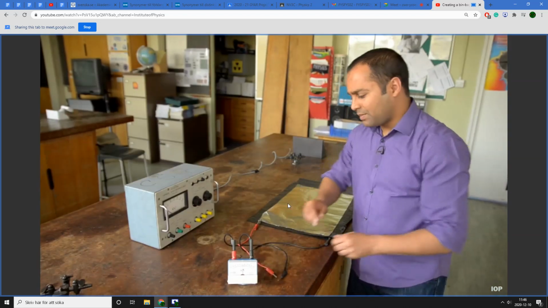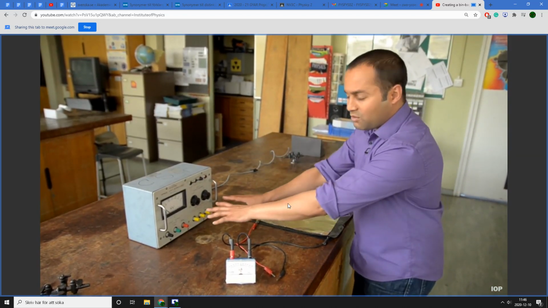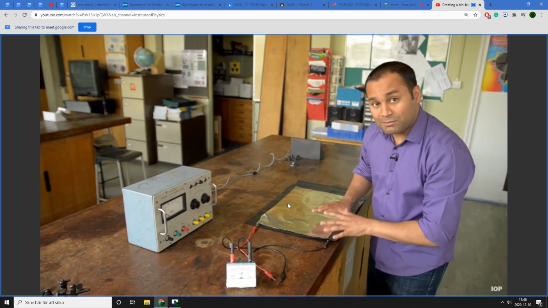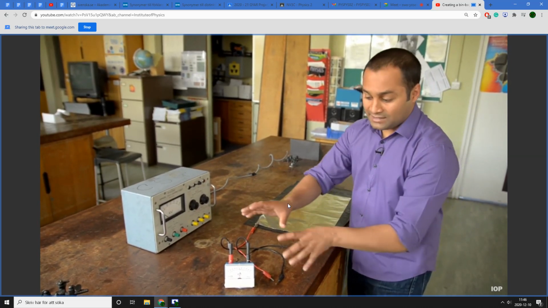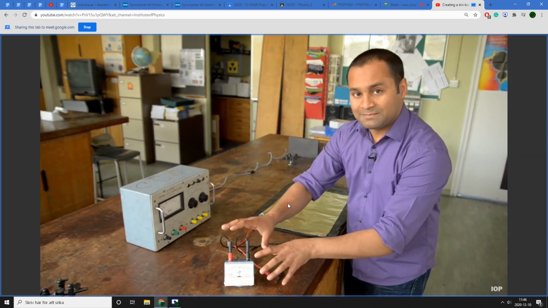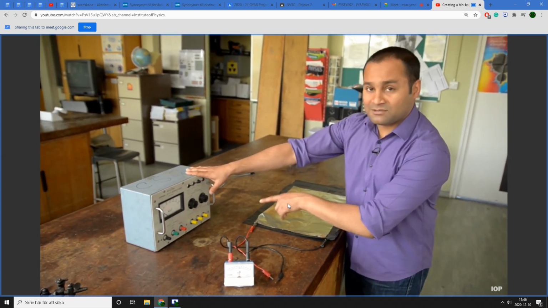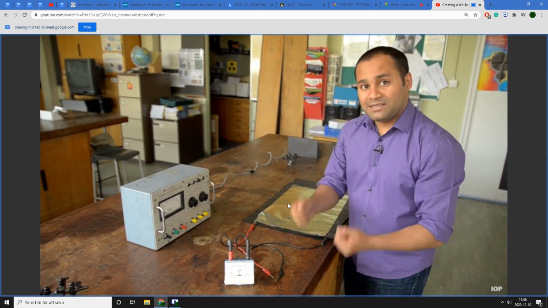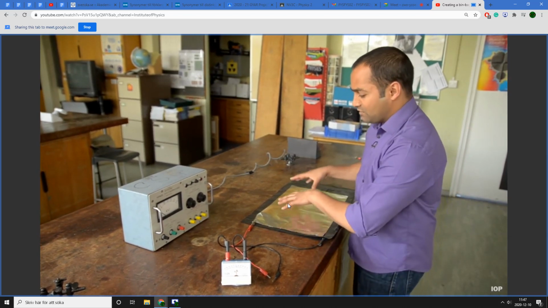So what's going on? Well, when I turn the power supply on, it pulls electrons off the top plate, leaving it positively charged, and pushes electrons onto the bottom plate, leaving it negatively charged. And it's this flow of charge that gives us the initial reading on the ammeter. Once the potential difference between these two plates is the same as the potential difference of the power supply, the current stops.